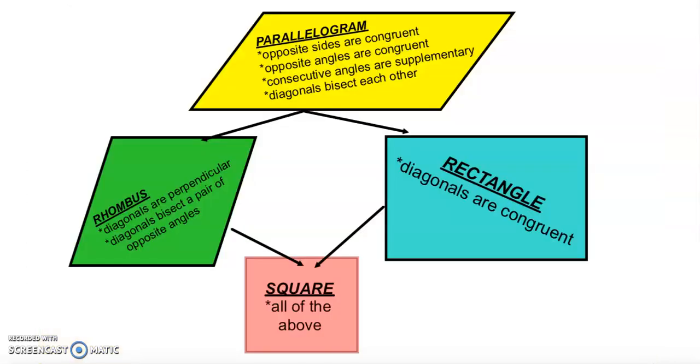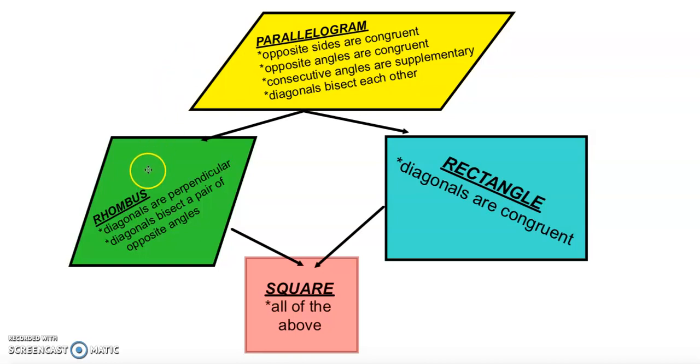So at the top there is parallelogram, and the characteristics of parallelogram there at the top of this chart. Opposite sides are congruent, opposite angles are congruent, consecutive angles are supplementary, and diagonals bisect each other. So those are some of the characteristics of parallelogram. And then we've got some special parallelograms. We've got the rhombus, the rectangle, and the square.